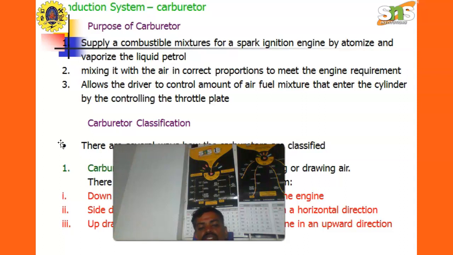Carburetor classifications. There are several ways carburetors are classified. The carburetor draft defines the art of pulling or drawing air. There are three types of carburetor draft systems: downdraft, side draft, and updraft. In the downdraft, air flows vertically down into the engine. In the side draft, air flows through the carburetor in a horizontal direction. In the updraft, the air-fuel enters the engine in an upward direction.